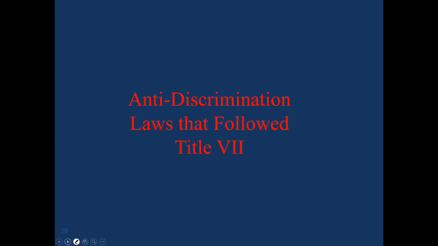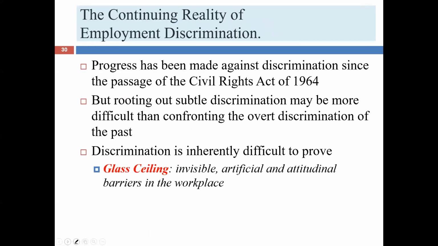Okay, so let's talk about some laws that happened after Title VII. So we've talked about the Equal Pay Act, we've talked about Title VII, and we talked about some amendments to Title VII, including the Pregnancy Discrimination Act. Discrimination didn't end in 1964. It certainly was a very important step along those lines, but discrimination continues in employment, and it continues to be an issue. It probably is significantly less, at least amongst many groups, but that doesn't mean that it's gone away.